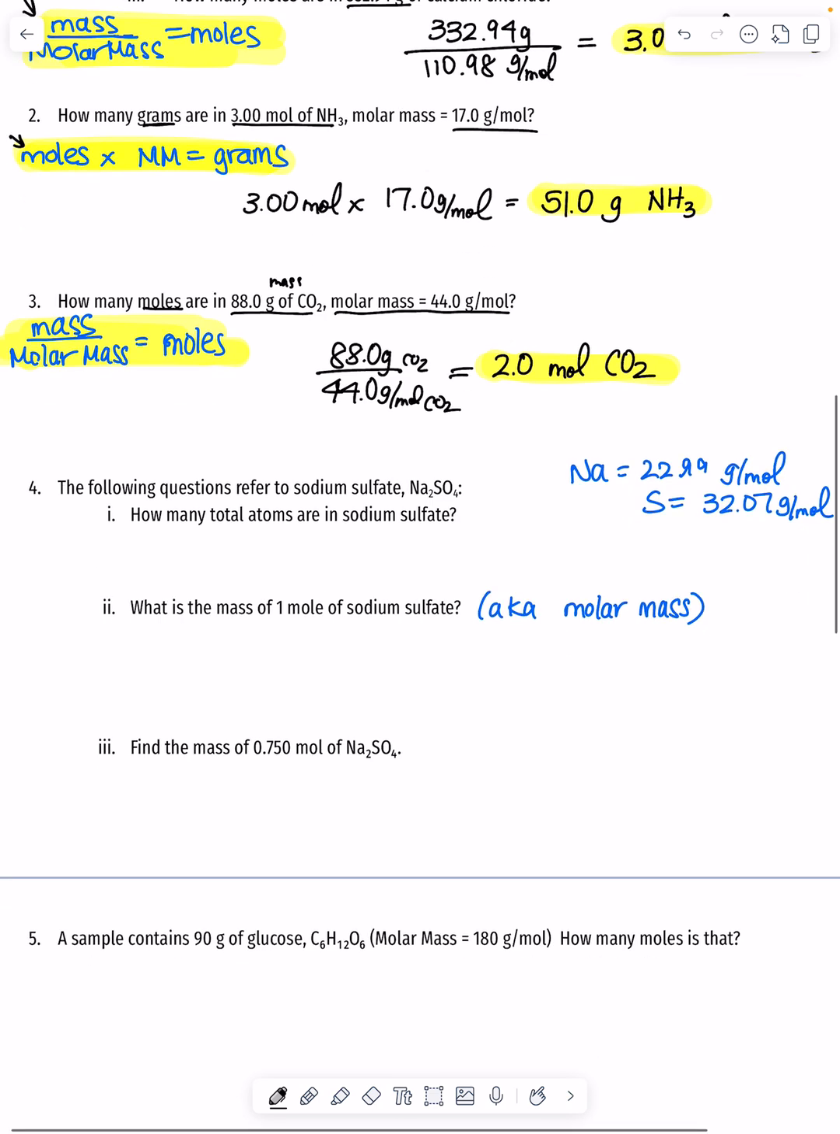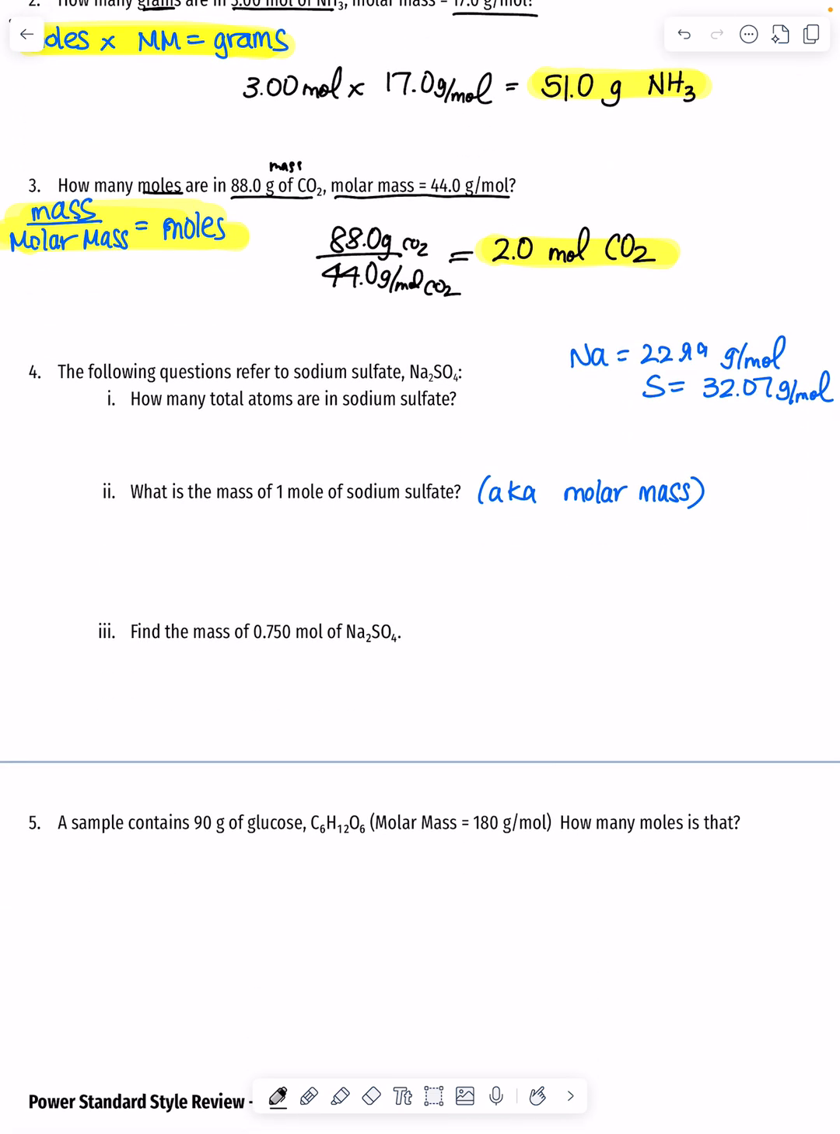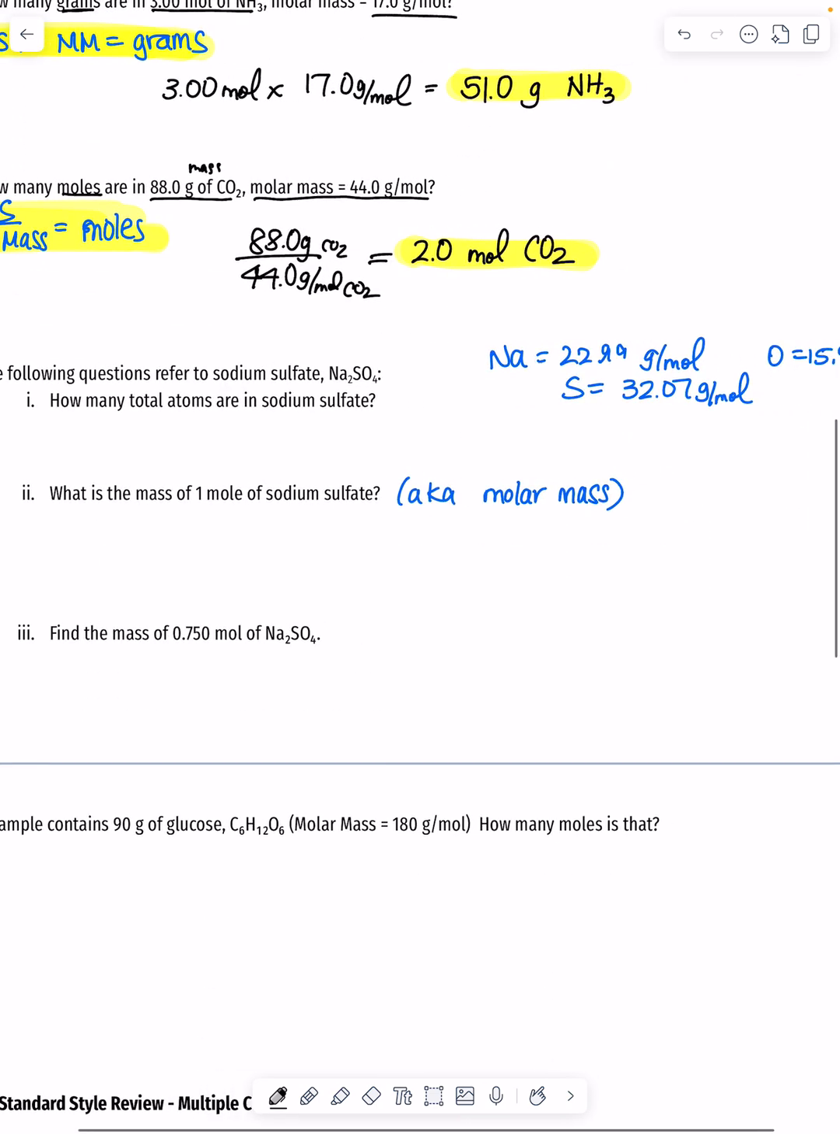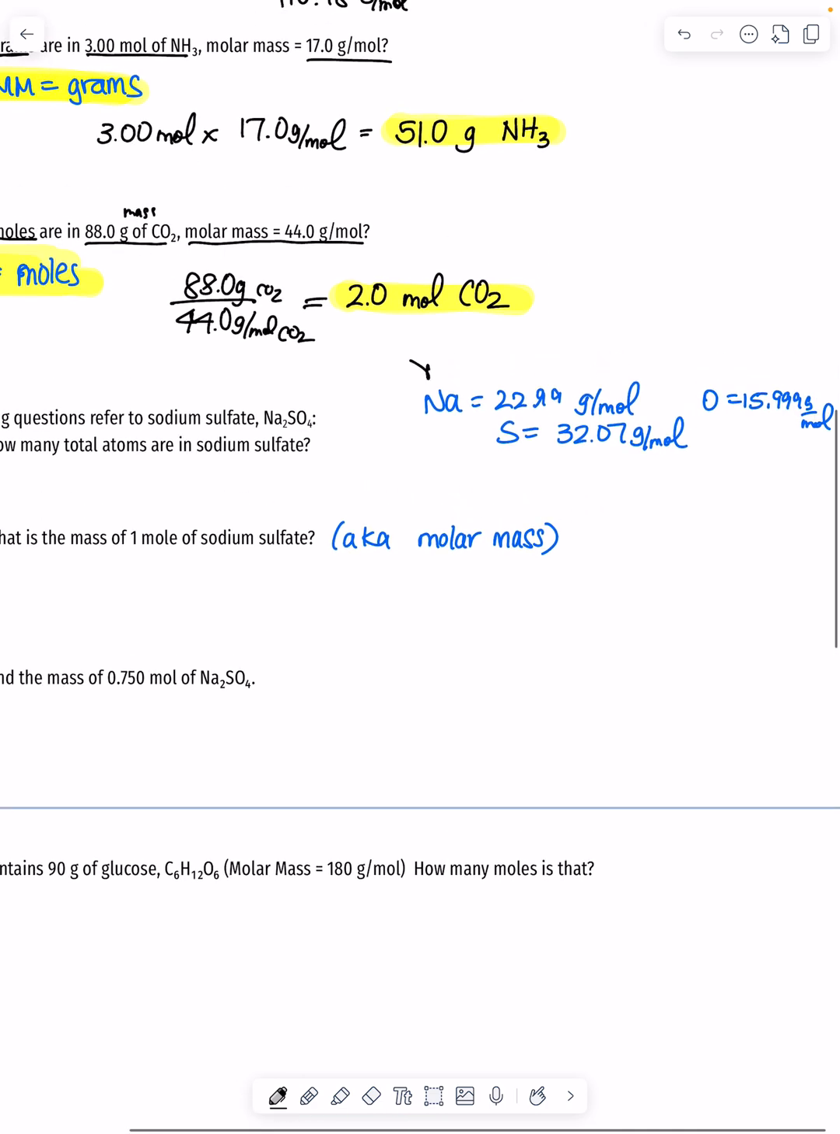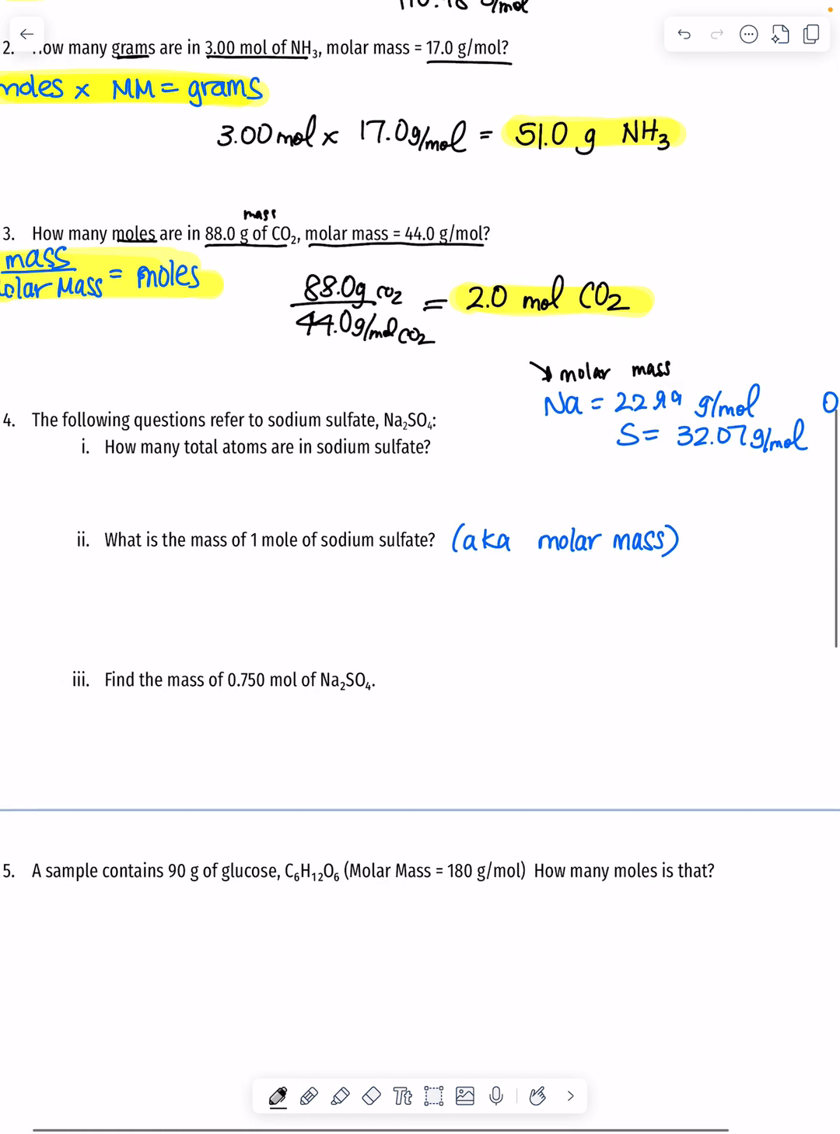All right, let's do the next one. It says the following questions refer to sodium sulfate, which is Na₂SO₄. I already looked on the periodic table. Here are their molar masses. Sodium is 22.99 gram per mole. Oxygen is 15.999 gram per mole. Sulfur is 32.07. Cool. And I gave you the formula is Na₂SO₄.